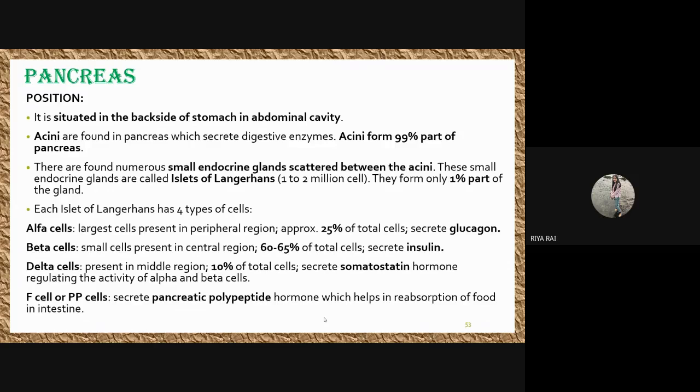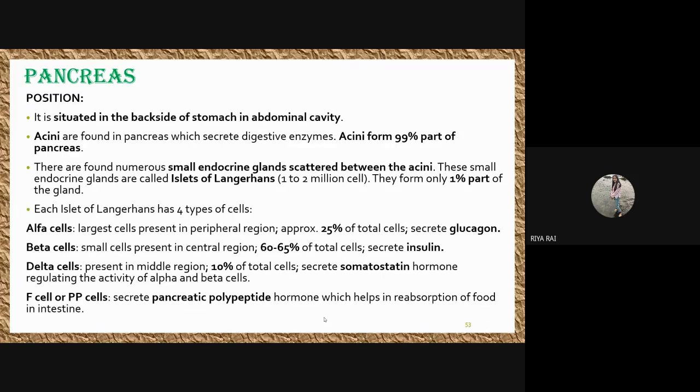The alpha cells are the largest cells which are present in the peripheral regions, and they form approximately 25% of the total cells, and they secrete the hormone glucagon. Next is the beta cells. Beta cells are smaller than the alpha cells, and they are situated in the central region, forming 60 to 65% of the total cells, and they are responsible for the secretion of the insulin hormone.